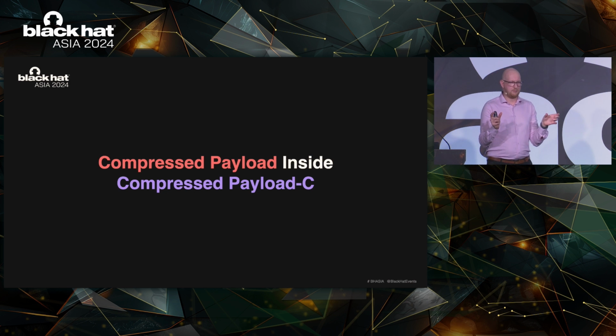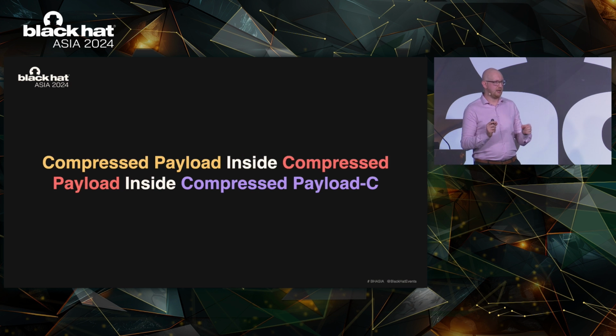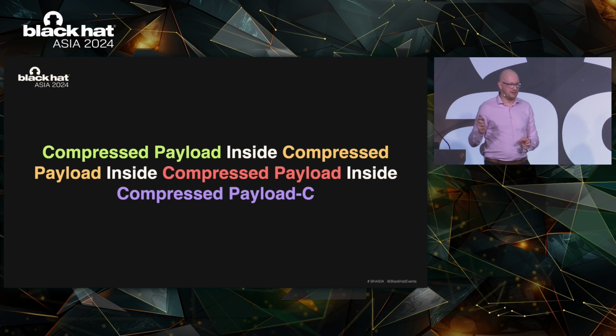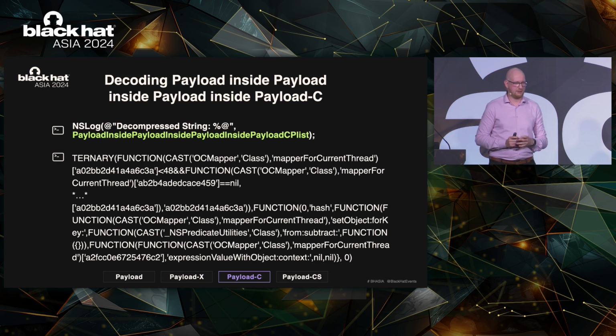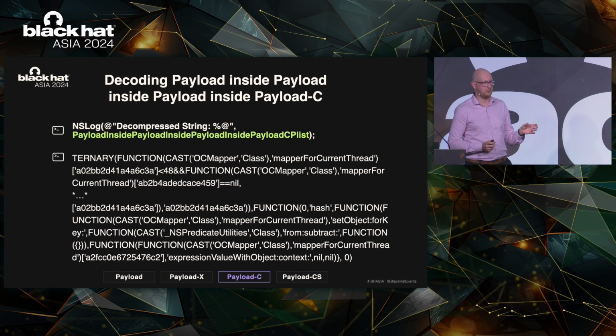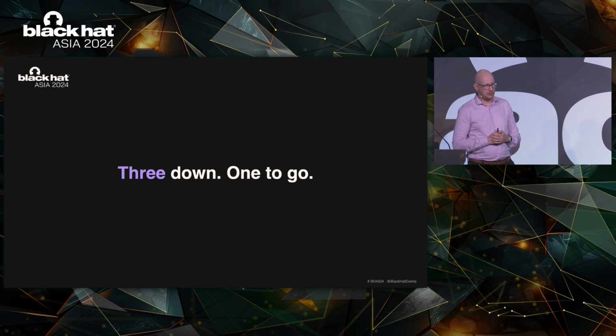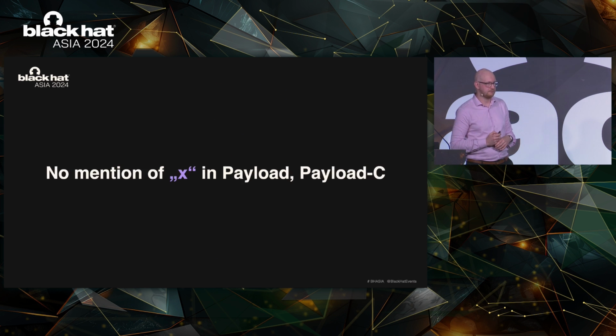If we decompress this compressed payload inside compressed payload C, we're getting into another compressed payload nested inside it, and if we do this once again, we get yet another level of nesting inside compressed payload C. But then actually it stops. So after we have decompressed the last one, we're down to the very end where we only have one remaining NS expression. Great. 3 are down, 1 to go. But there is no mentioning of payload X in either payload C or in any of the subsequent payloads in it.